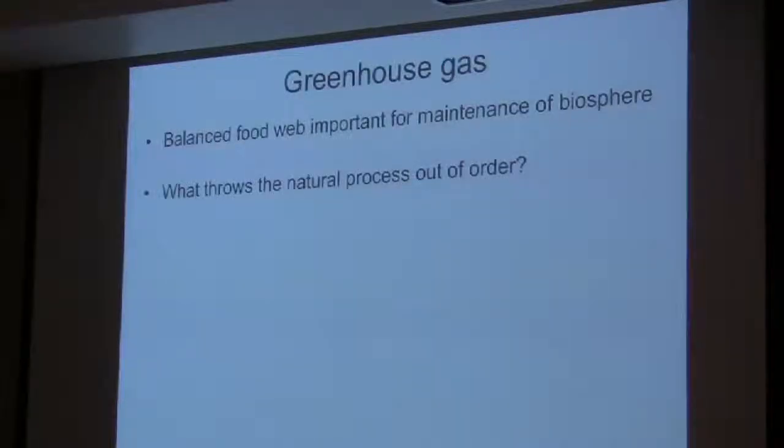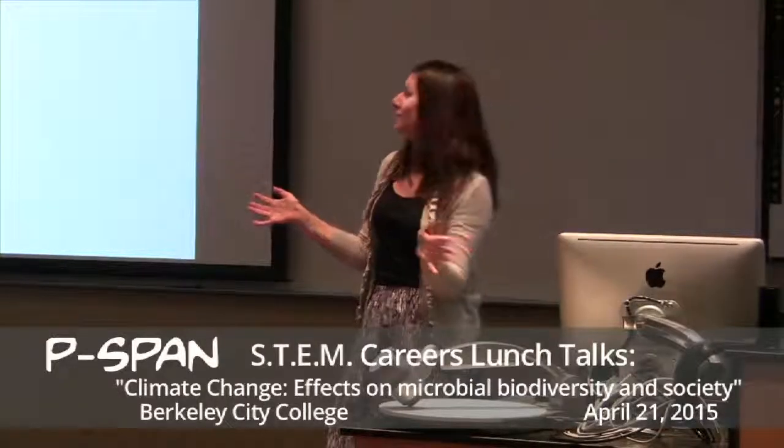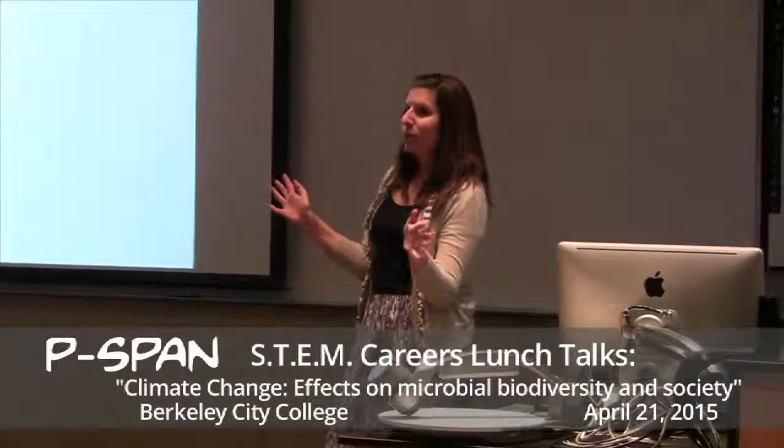So a balanced food web is important for maintenance of the biosphere. So cycling of the elements is a natural process. What happens to throw the natural process out of orbit? Why do we have climate change? Why are we worried about climate change and greenhouse gases? So what's one thing that happens in our society to throw the process out of whack?